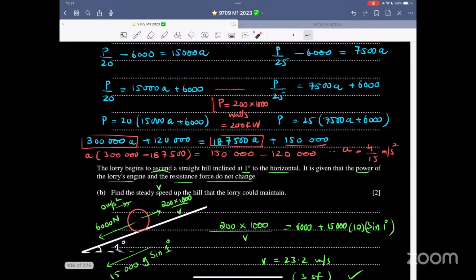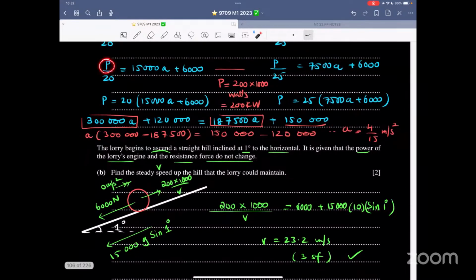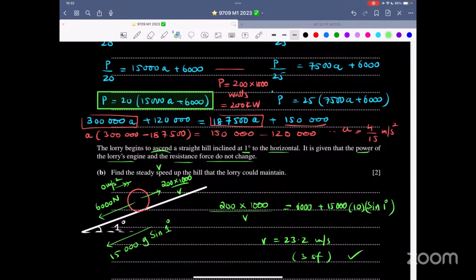You get P as 200 kilowatt, and you get a as 4 over 15 meters per second squared. Got the idea? I made P the subject from both and equated them. Over here, P equals this thing, and over here, P equals this thing. These two things were equated, and then we find the value of a. And once you plug it in, you find the value of P.